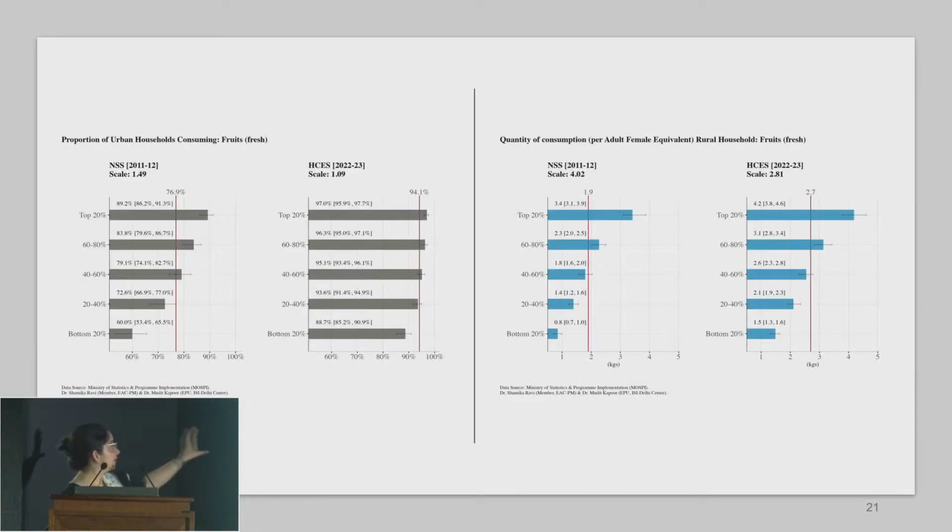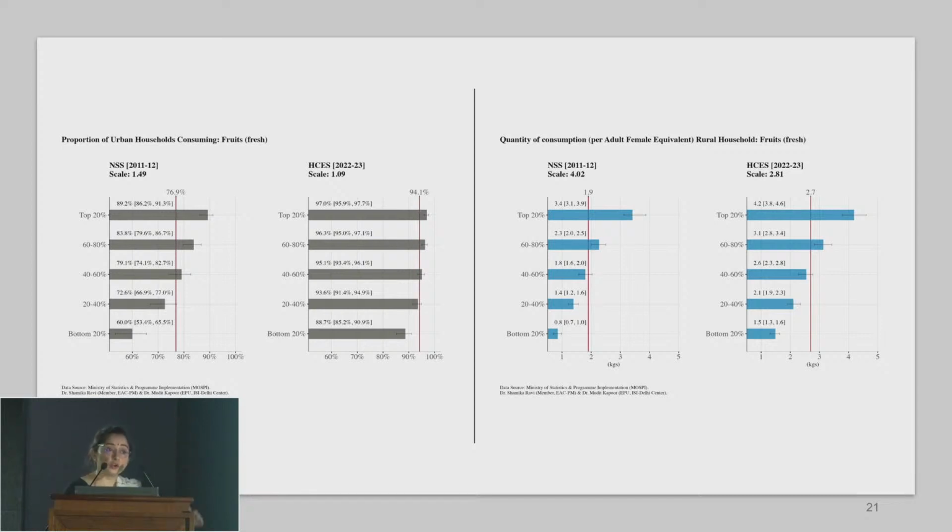Now, this analysis has 2 segments. The left side is talking about the proportion of the households that reported consuming some fresh fruits. The blue bars are how much, and this is the beauty of the NSS, that you're not just looking at the expenditure part of it, you're actually looking at kilogram per capita, how much people are eating. So as you note on the left side panel, on average, 76% of households used to report consuming some kind of fresh fruits. That number is now above 94%.